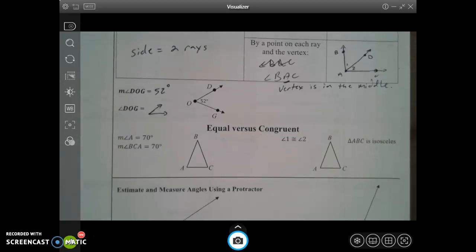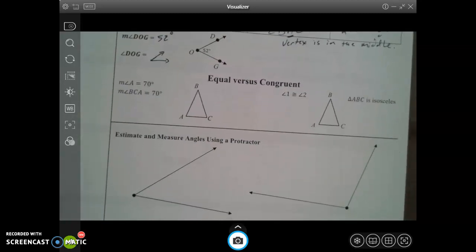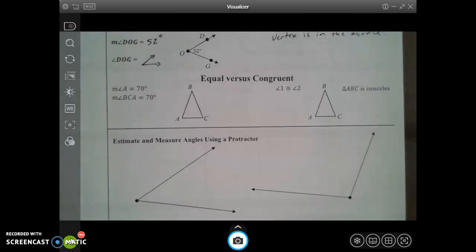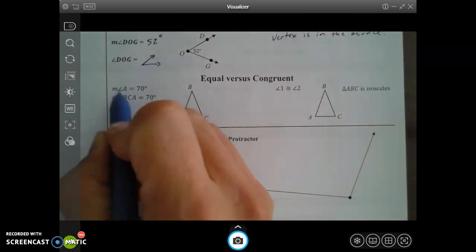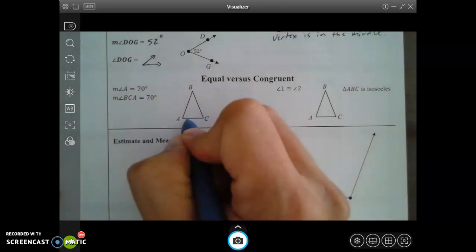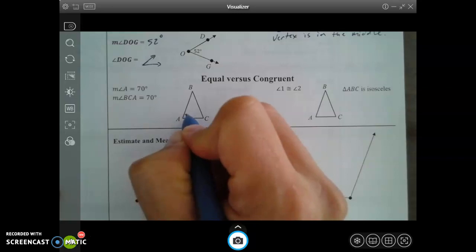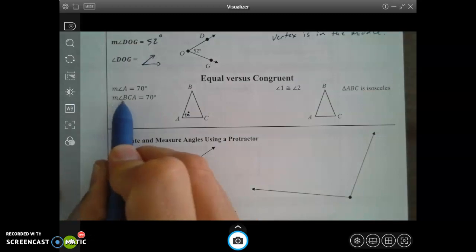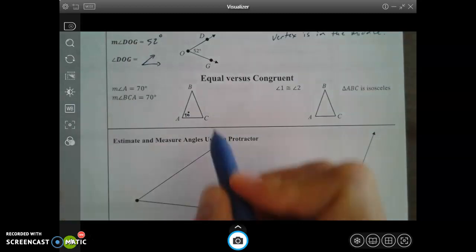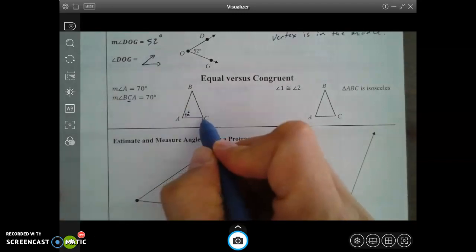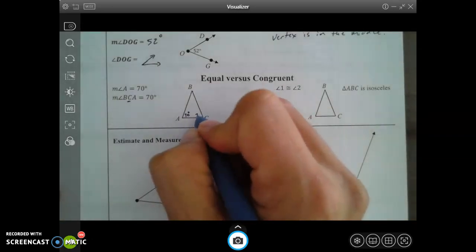Equal versus congruent, this is very similar to last week as well with line segments. Right here we have two ways to name angles. We have measure of angle A is 70. Okay, so this angle is 70 degrees. And measure of angle BCA. Because C is in the middle, we're talking about this angle here. That's the vertex. So this is 70 degrees.